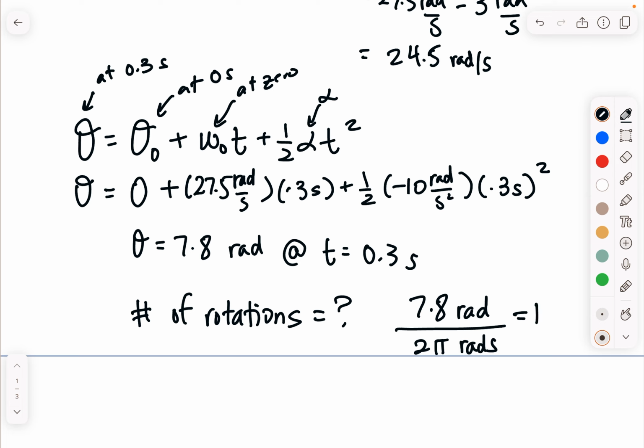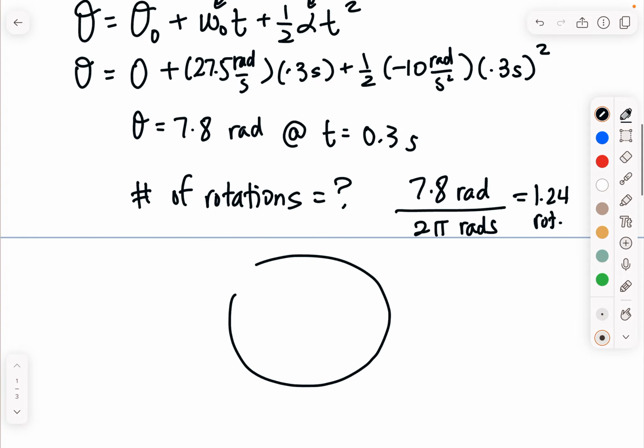And so that means 1.24 revolutions or rotations, right? That's it. It went around one whole time and then stopped about a quarter of the way. Okay, so here's PQ.